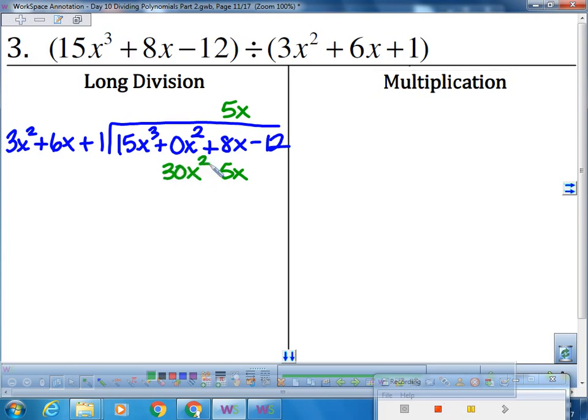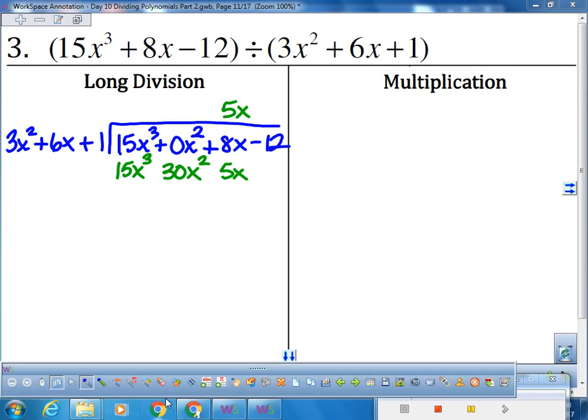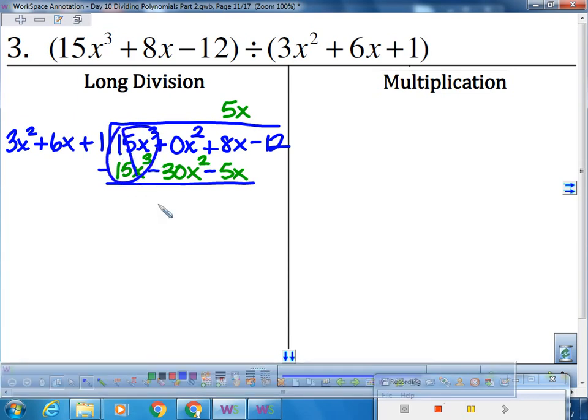Do you guys notice I don't put signs with these? Because I'm going to change the sign anyways, right? So I never put signs with it. Then 5x times 3x squared is 15x cubed. Now I'm going to draw the line and change the sign. This one goes away, and I'm left with negative 30x squared, because I'm subtracting negative 30x squared from nothing, and then positive 8x minus 5x is 3x. And now I need to bring down my negative 12.